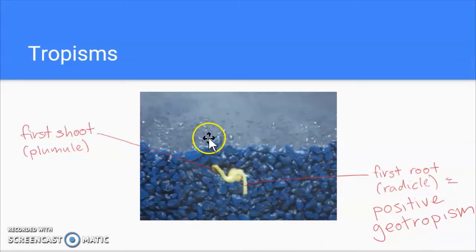In contrast, the first shoot, the plumule, is growing away from gravity. So we call it negative geotropism. Now for more practice, let's go for a tour of my garden.